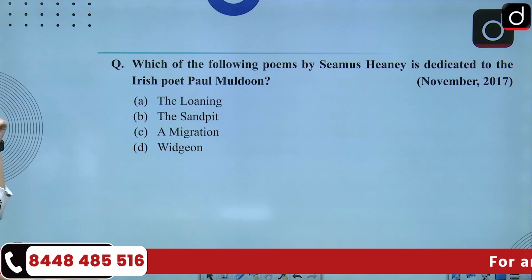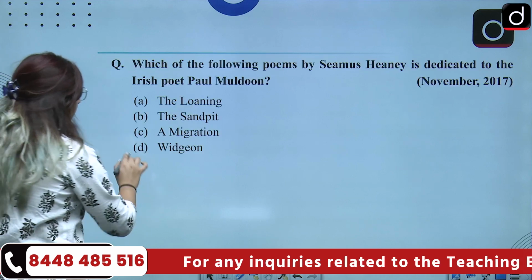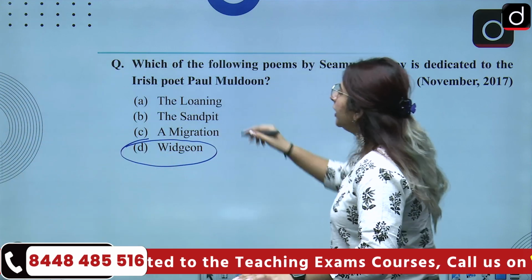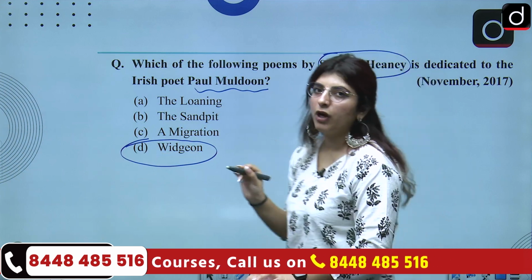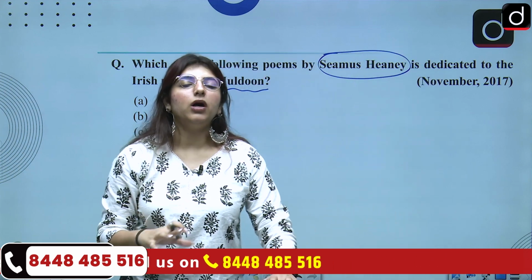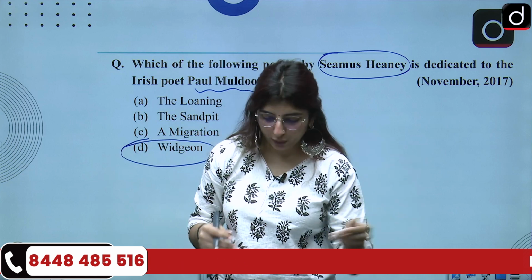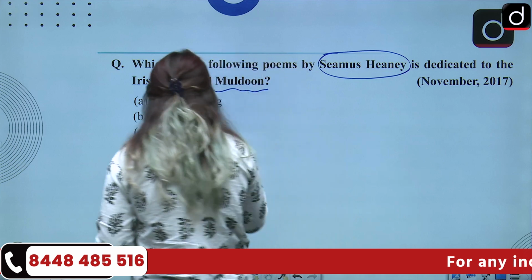Moving forward to the next question, which of the following poems by Seamus Heaney is dedicated to the Irish poet Paul Muldoon? The right answer is option D here. The poem Vigin was dedicated to Irish poet Paul Muldoon. Because Seamus Heaney himself was one such person who somewhere or the other was writing from the Irish purview. Okay? So, all things are written with regards to the Irish poet Seamus Heaney.